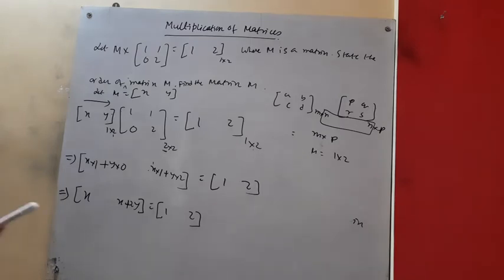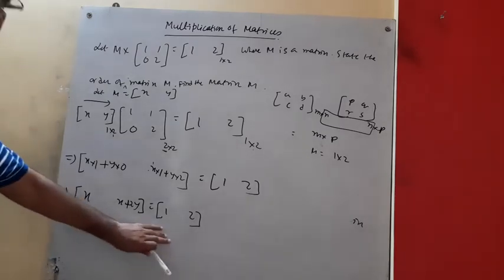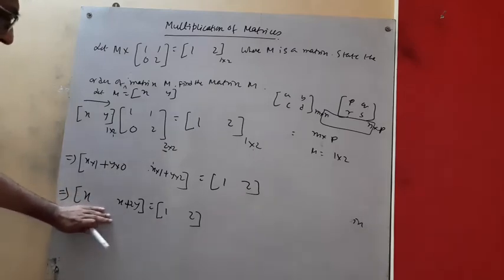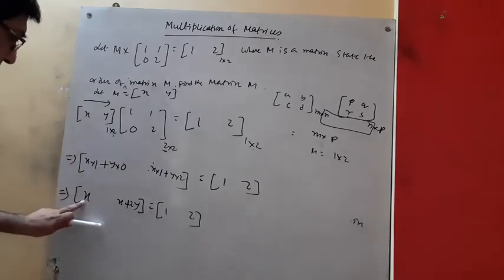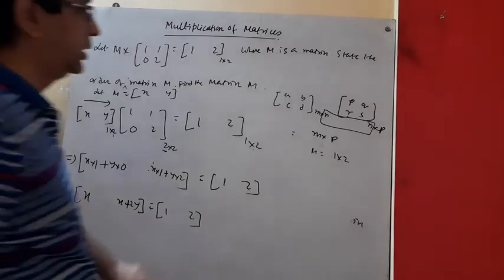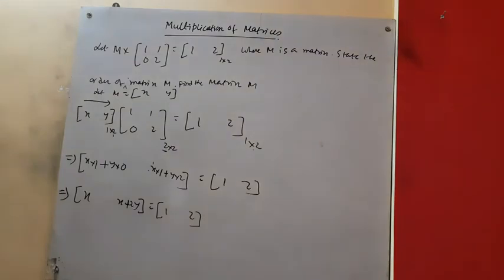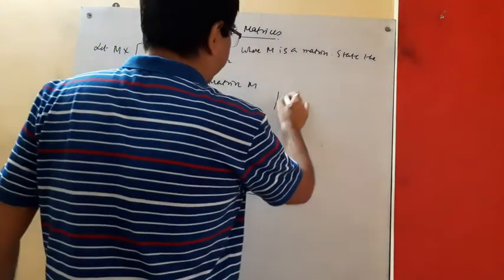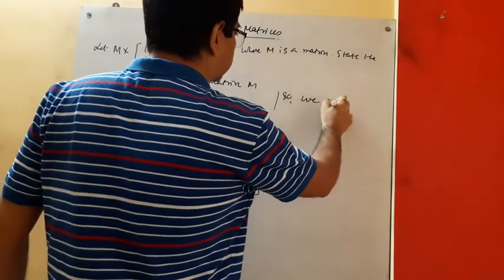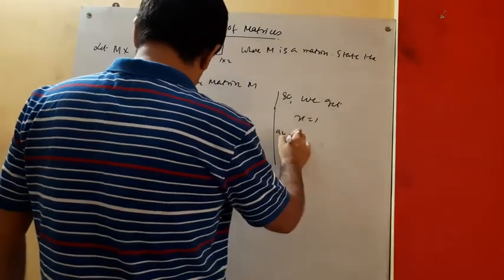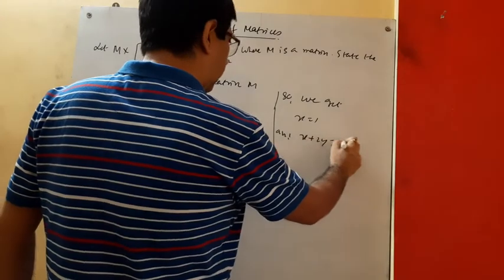How to find x and y? Now we will equate these two matrices, because these two matrices are equal. That means this one equals this one, and this one equals this one, by equality of matrices. From the equality of matrices we get x equal to 1 and x plus 2y equal to 2.